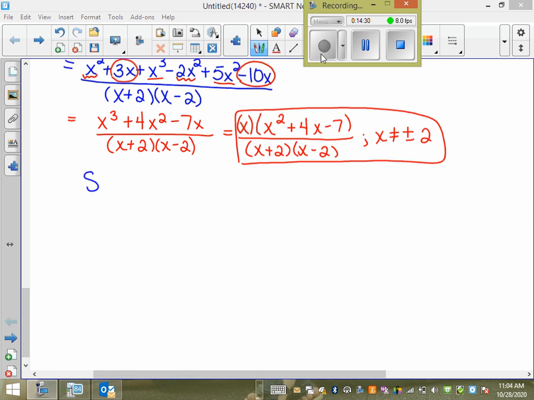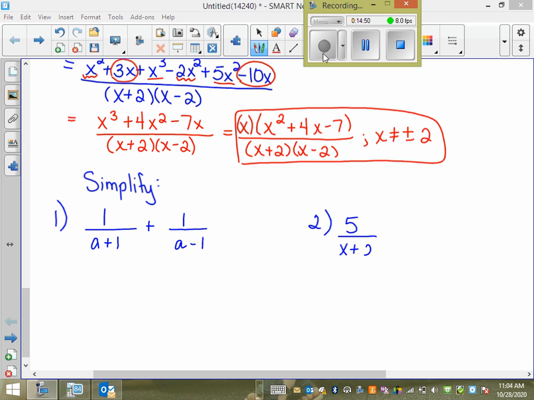Okay, it says simplify. So we're going to do 1 over a plus 1 plus 1 over a minus 1. And then 2, you're going to do 5 over x plus 2 minus 2 over x plus 5. So try these two out.